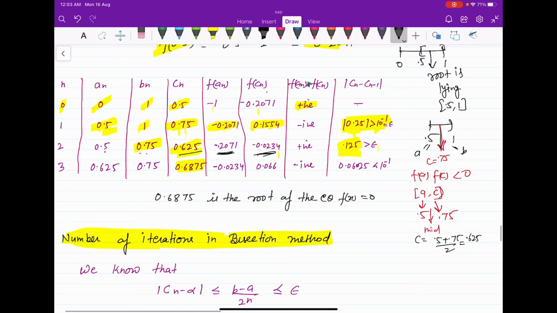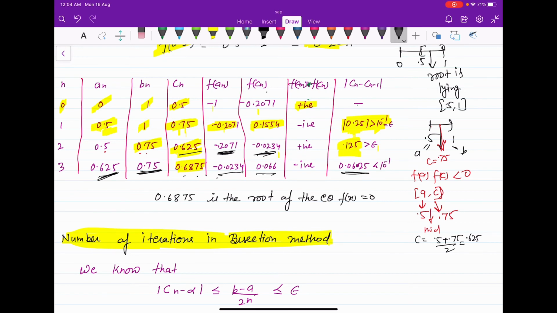So f of a is negative, f of c is also negative. So it is of the same sign. So the root is lying between c and b. So c is your a point and b is your 0.75. Now we'll find out the midpoint, 0.6875. Now compute the function value at this point: negative, positive.